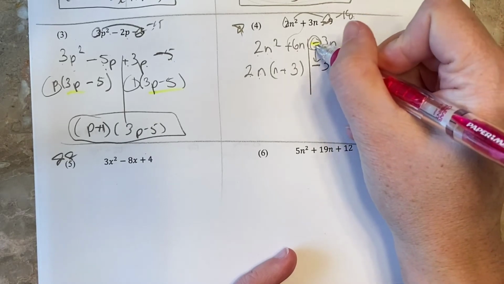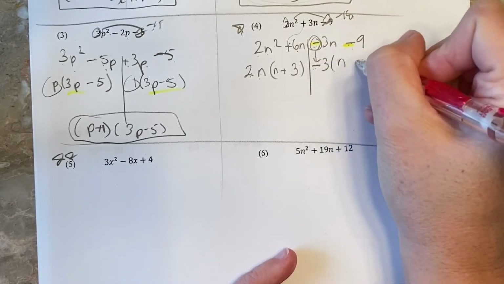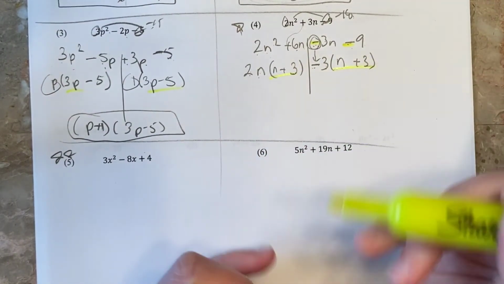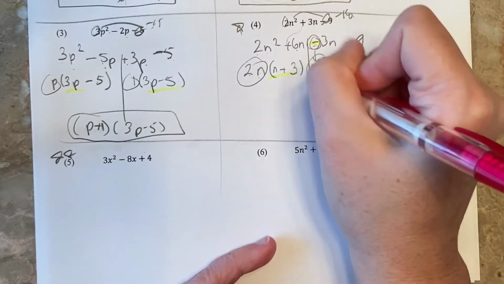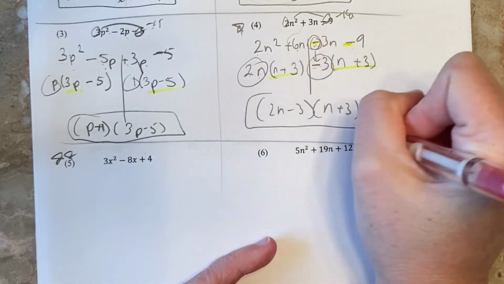So negative 3n divided by negative 3 is n, and negative 9 divided by negative 3 is positive 3. And now see, just to even show you, we needed these to be exactly the same, so you had no choice. You had to pull out the negative 3 to begin with. So this one was a tricky one. So 2n minus 3, and they both have an n plus 3 in common.